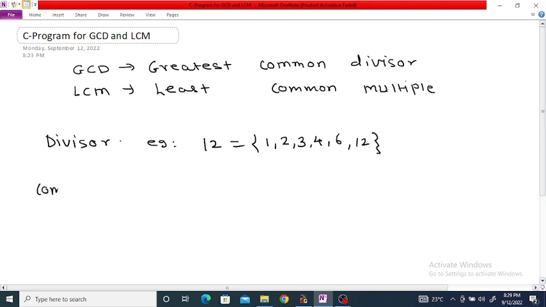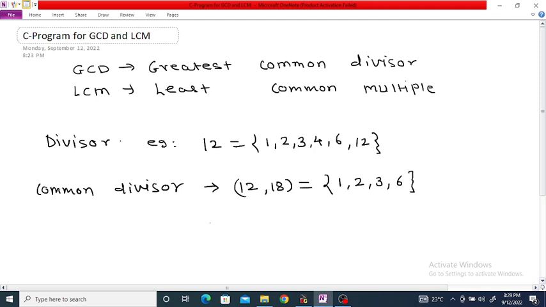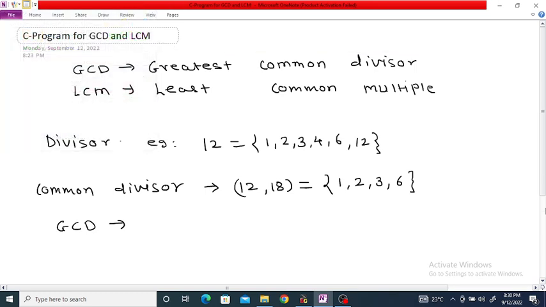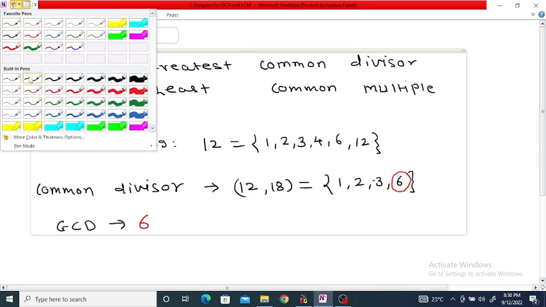So what is a common divisor? For example, if we take 12 and 18, the common divisors of 12 and 18 are 1, 2, 3, then 6. So these are the common divisors of 12 and 18. So what is GCD here? The greatest among these common divisors. If we see here, 6 is the greatest among these common divisors. So GCD is equal to 6 here.